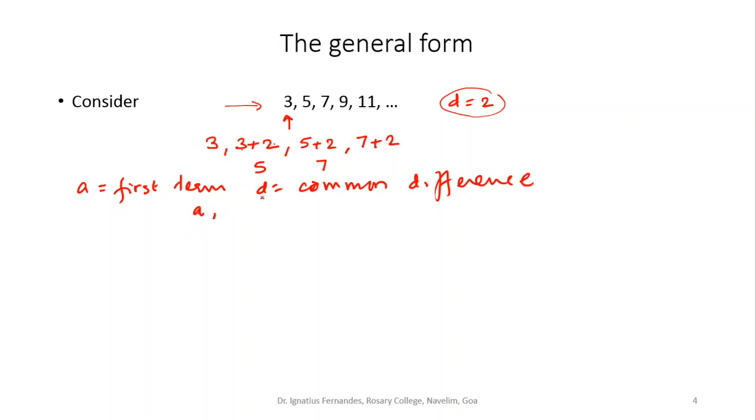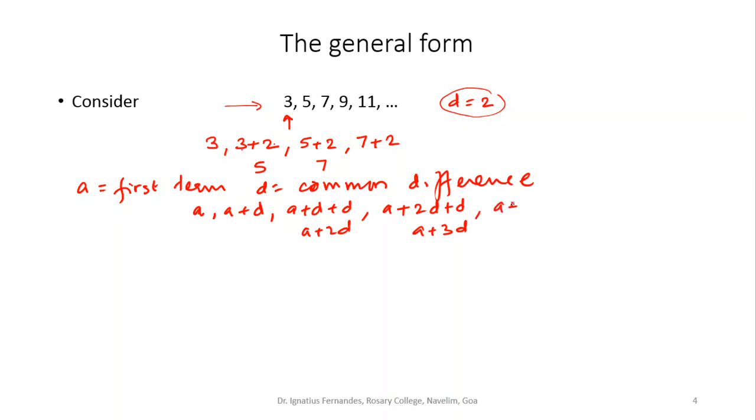To get the next term, you will add this common difference to this term. So you will say A plus D. The next term will be, again, you will add D to this term. So you get A plus D plus D, which will be A plus 2D. Next term will be, again you add the difference to this. You will get A plus 3D.